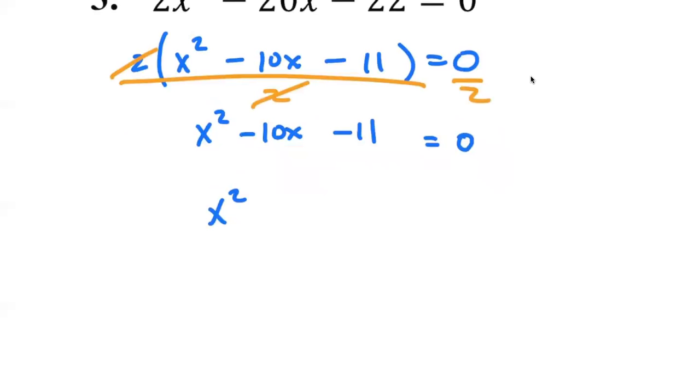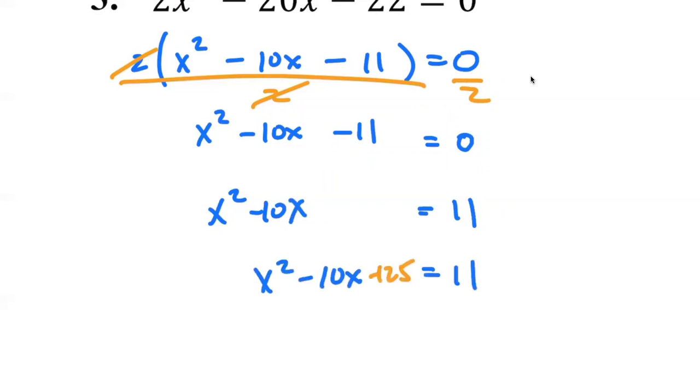And with this lovely scenery, we can just do the same thing that we did on number 1 and number 2. Let's move the 11 over because we don't really need the 11. I forgot to write the x. Now we divide the 10 by 2, which is 5, and we add the square of 5, which is 25, and we add 25 on the right-hand side as well.